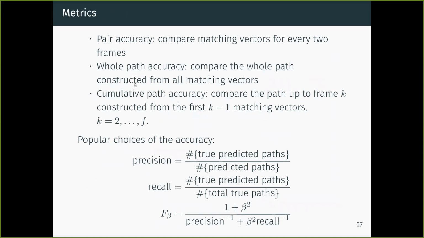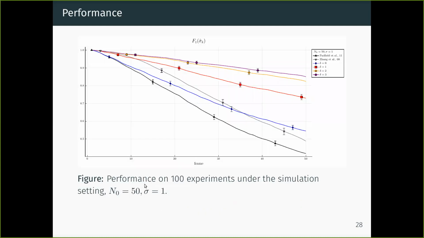Then we apply different tracking algorithms and compare the accuracy. The accuracy is measured by the F-score, which is a combination of precision and recall. Here is one result. I compared our proposed method, this 4, with the 2 popular methods I mentioned at the beginning. This is method A, this is method B. As you can see, our proposed method outperforms the two competing methods, and this one also outperforms. Although this one is slightly better with fewer frames.